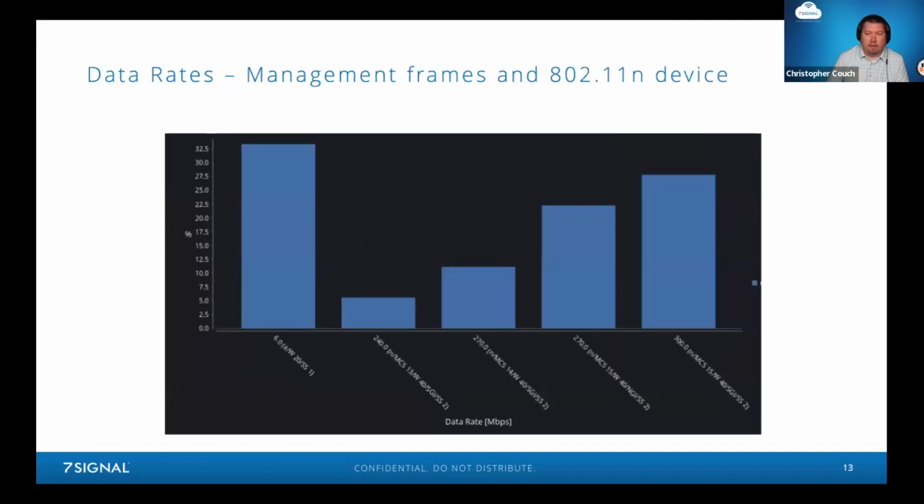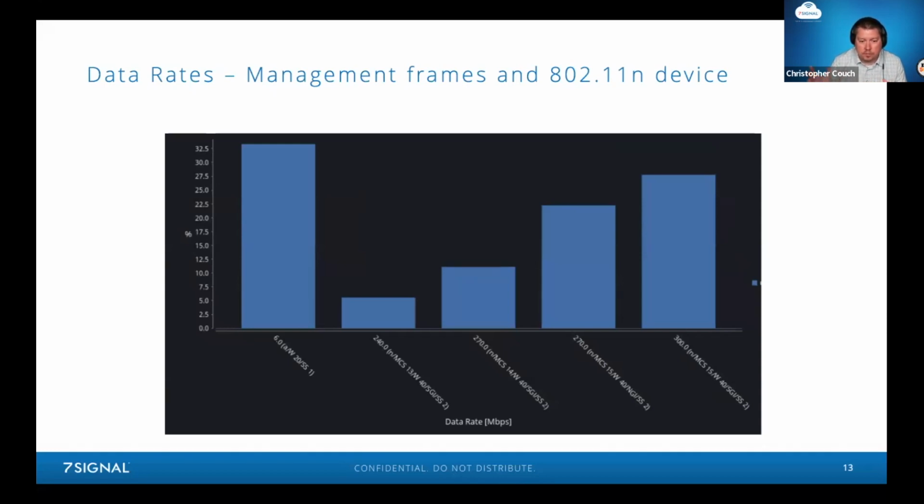Now we get into the fun data rate slides. These are the ones I really like, because you actually get to visualize how these devices are using the wireless. So in this instance, it looks pretty good. I mean, you see 32% of the time it's at 6 meg on A, which could potentially just be management frames.